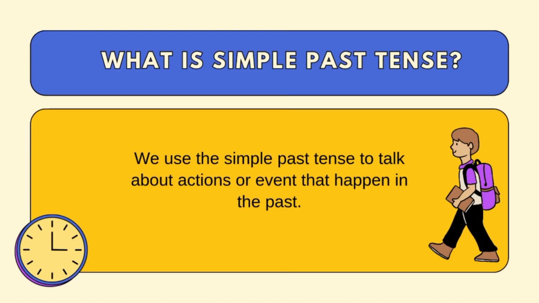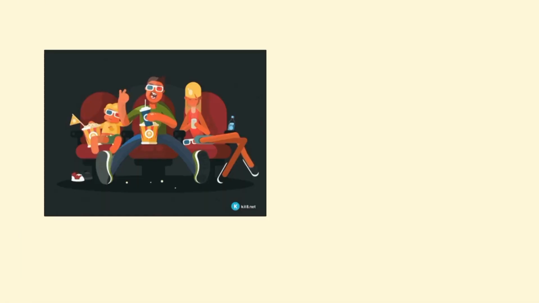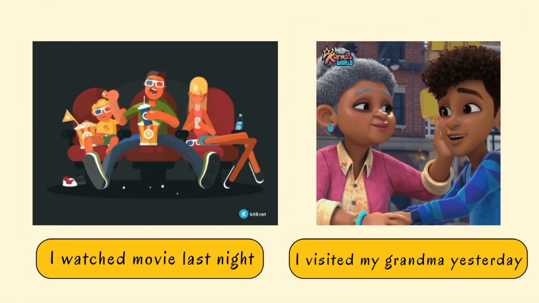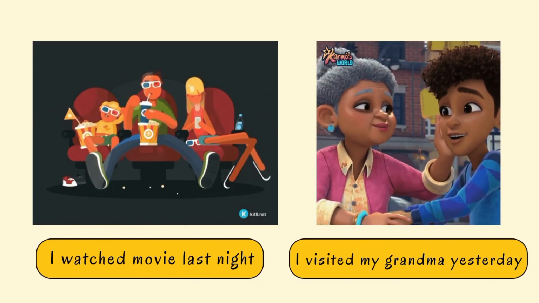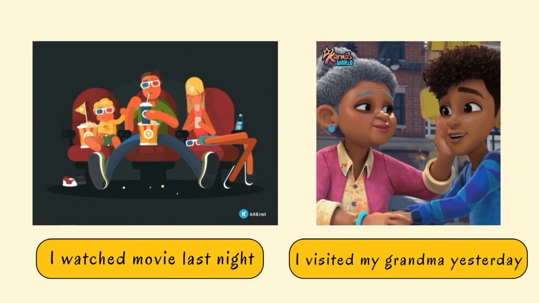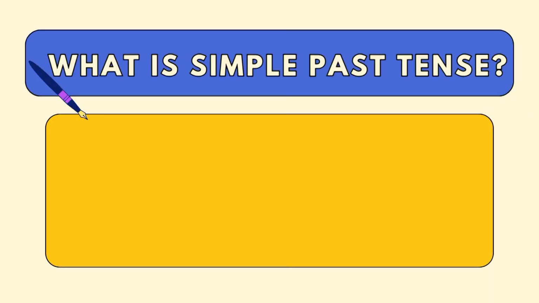What does simple past tense actually mean? Simple past tense is used to talk about an action, event, or maybe a situation that has already happened. So the action started in the past and also ended in the past. For example, I watched a movie last night. I visited my grandmother. So the action is finished.